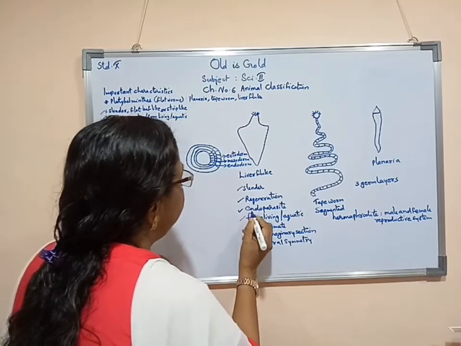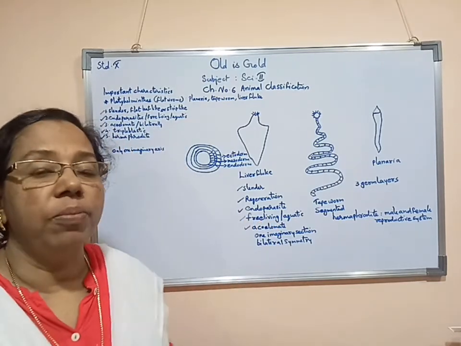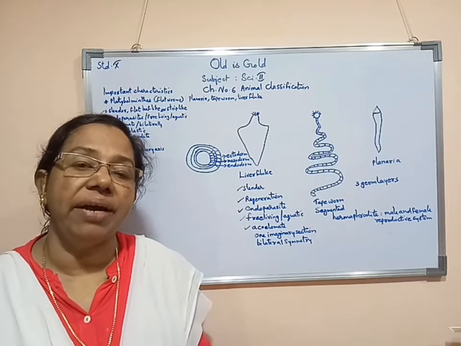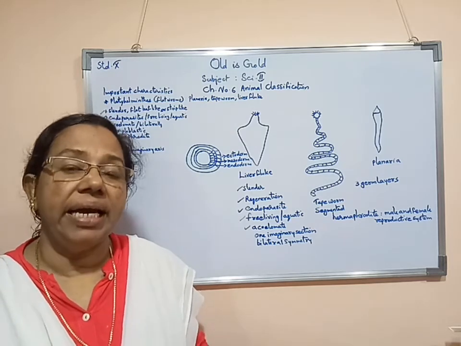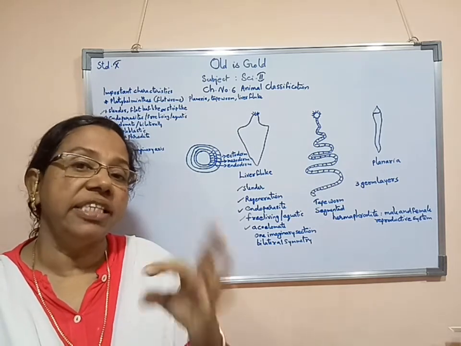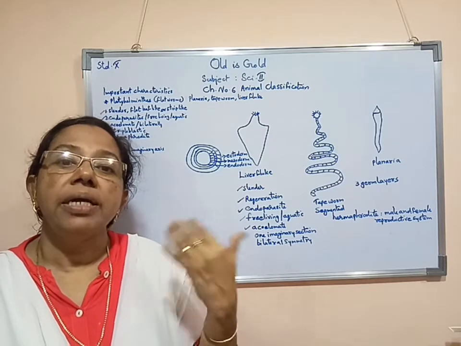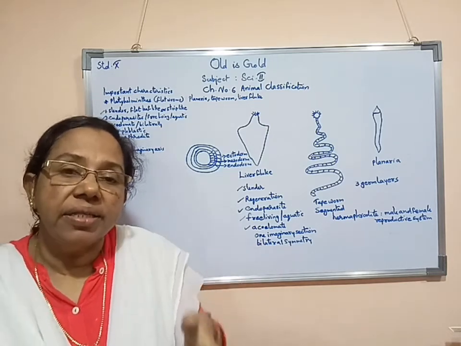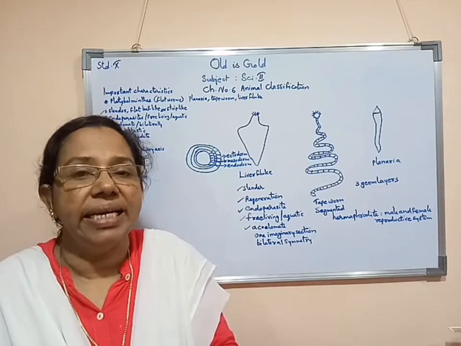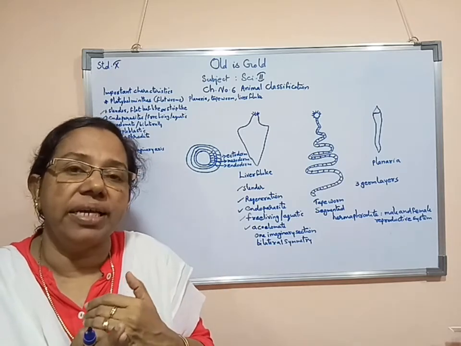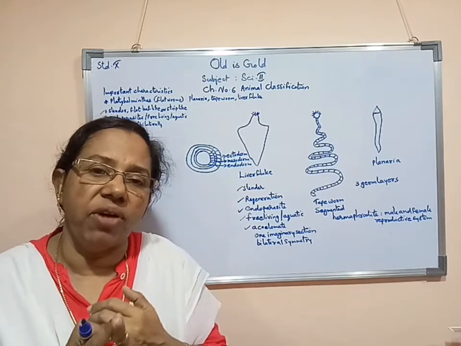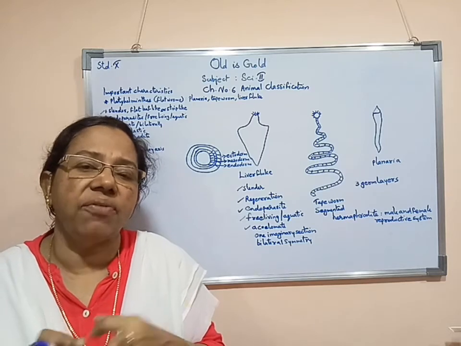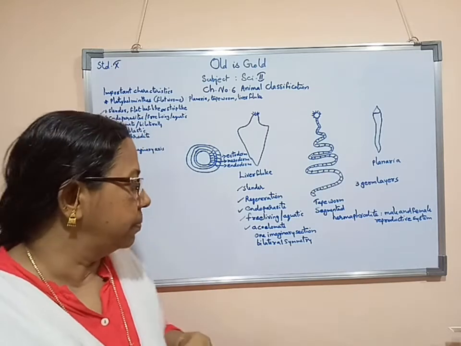Their body has no coelom. No coelom means they are not having any body cavity. They are having 3 germ layers. That means their body wall has 3 layers. First one is known as ectoderm, the middle one mesoderm, then the inner one is known as endoderm.